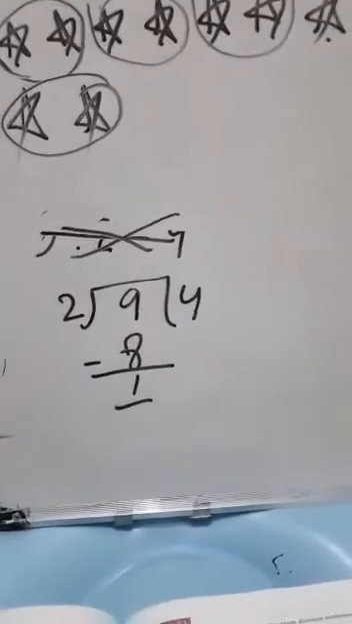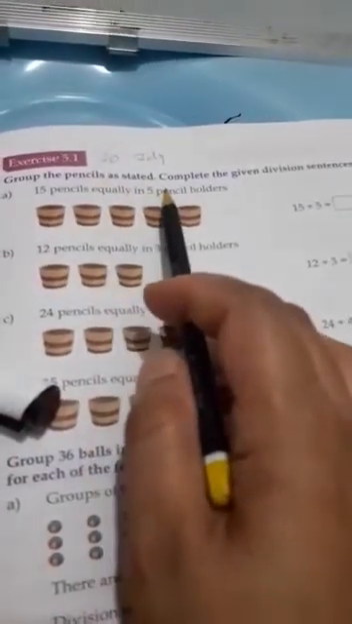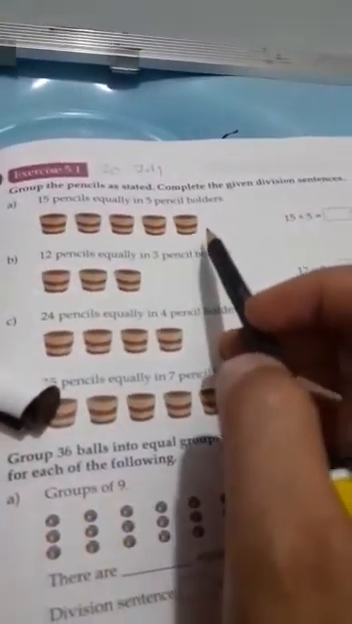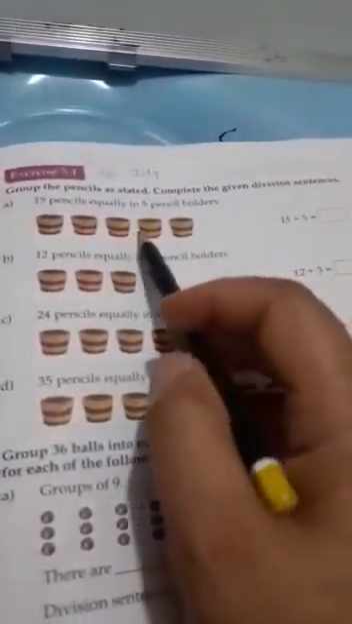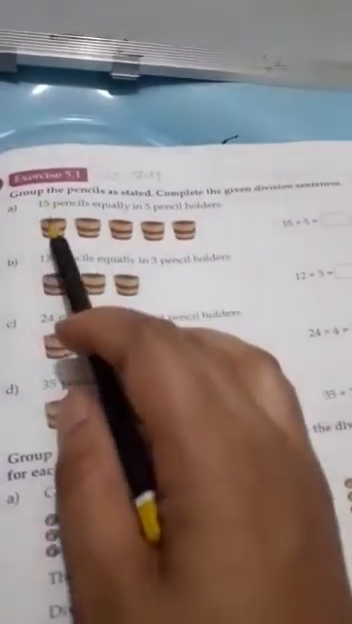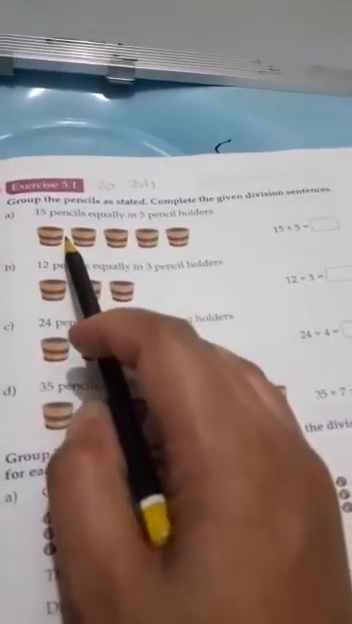We will start this exercise. Just put on the date over here, that is 20th of July, and just start calculating it. The groups of pencils are stated. Complete the given division sentence. Here are some baskets, pen holders. You can see over here there are some pen holders and some pencils. You have to put them accordingly, and it is already given how many pencils you have to put and how many total there are. So you just have to calculate how many pencils each holder will get.